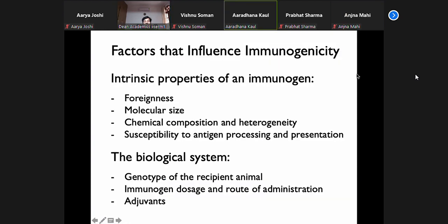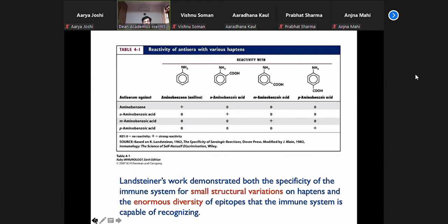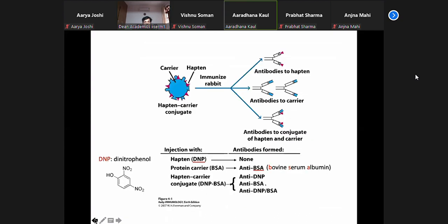Excuse me, sir. Okay, so yeah. Sir, could you please go back to the fine specificity of antibody slide? Yes, this one?